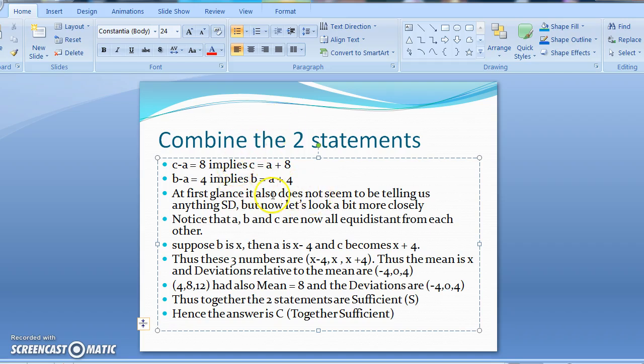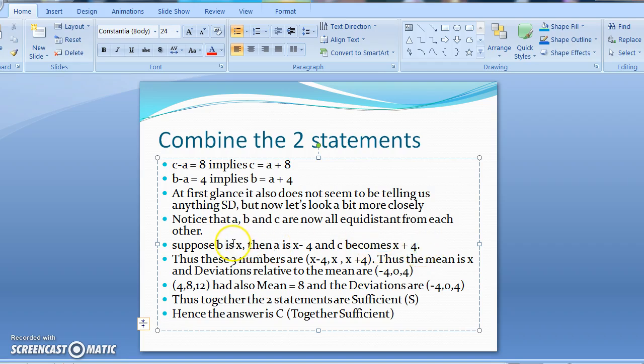If you observe this carefully, you realize that A, B and C are all equidistant. B turns out to be in the middle, 4 more than A. C turns out to be the biggest, 8 more than A, and A turns out to be the least. To see that a little more clearly, let's say B is X, then A will be X minus 4, because A is 4 less than B, and C will be 4 more than B, because C is 8 more than A, and A is X minus 4, so C becomes X plus 4.